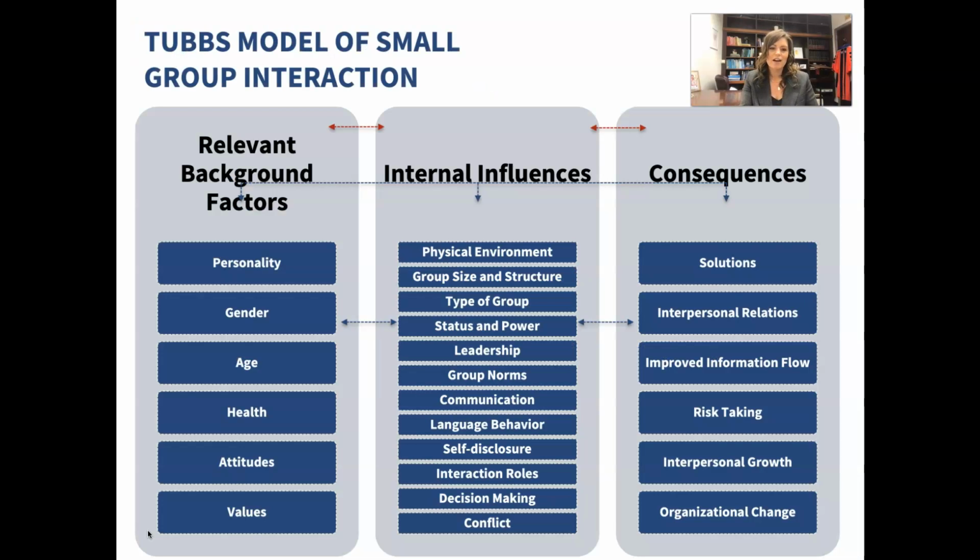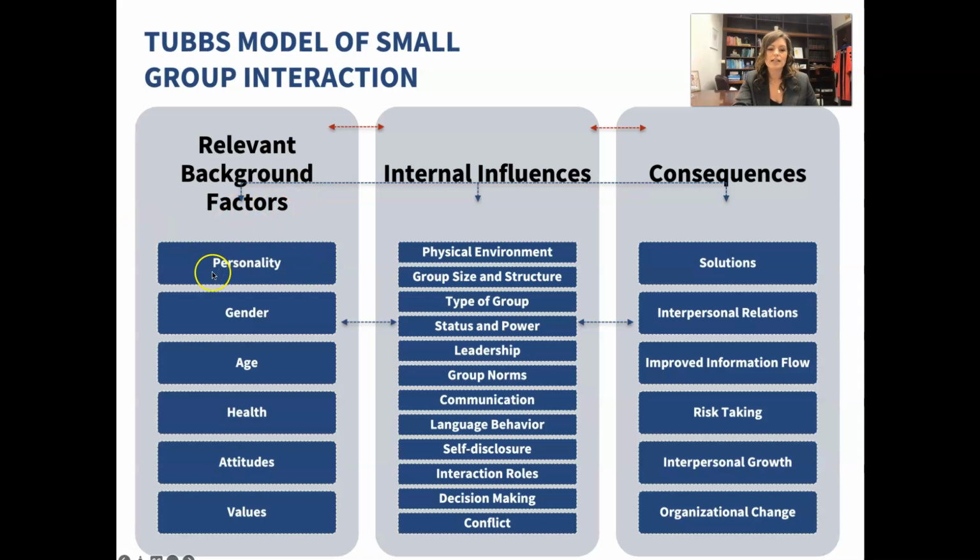This is our Tubbs model of small group interaction, and you'll see this in your text. The reason I have this on the screen for you, and we'll keep coming back to it, by the way, is I really want to help you understand what Tubbs is trying to get at. So I'll use my little pointer here. There we go. Okay, so this first part of the class, we're going to be talking about relevant background factors. We'll be diving into that next week.